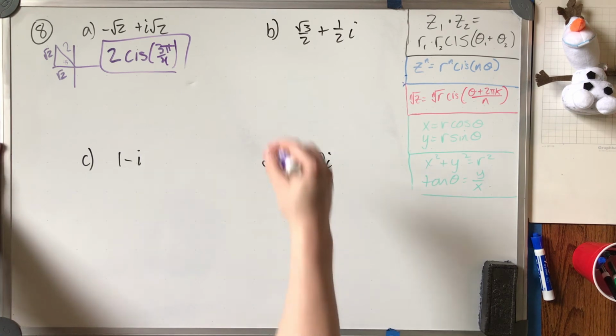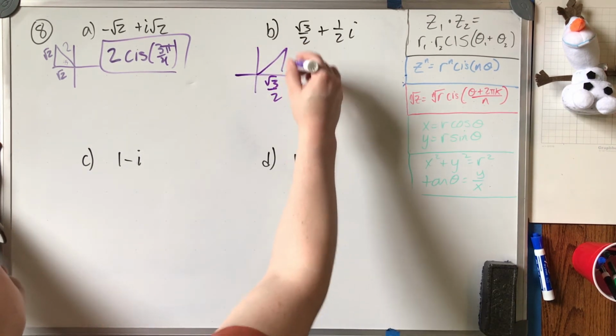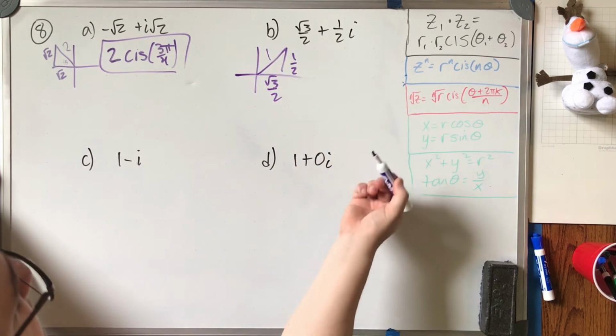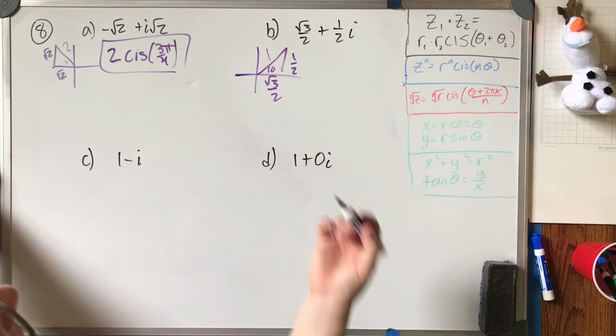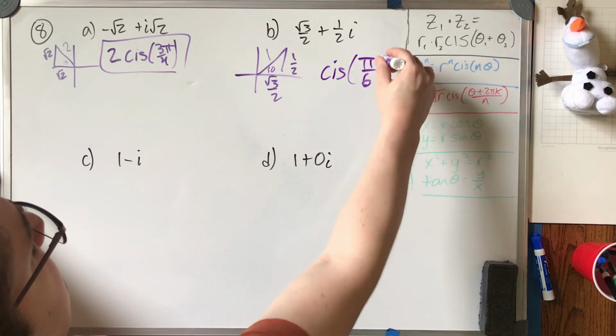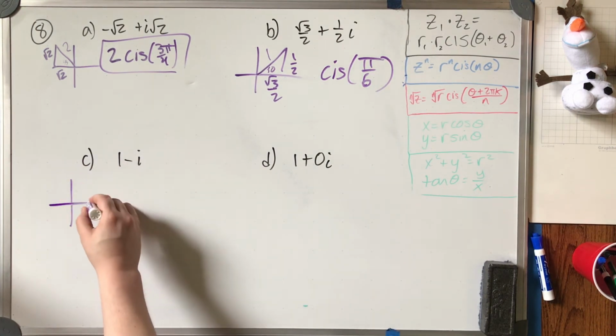B, same exact idea. We'll just do a quick little sketch of this thing. It's going to be over here. We got square root of 3 over 2, 1 over 2. So this is a square root of 3, a 1. This is going to be 2 over 2. So that's going to end up being 1, and 30 is our reference. So this is going to be 1 kiss pi over 6. Done. Here we have 1, negative 1.